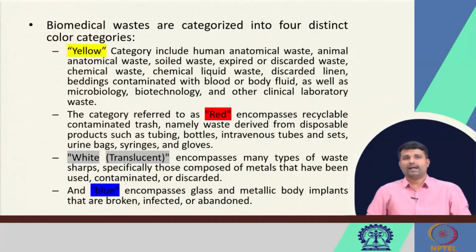Biomedical wastes are mainly categorized into four distinct color categories. The yellow category includes human anatomical waste, animal anatomical waste, solid waste, expired or discarded waste, chemical waste, etc. The red category covers recyclable contaminated trash, namely waste derived from disposable products such as tubing, bottles, intravenous tube sets, urine bags, syringes, gloves, etc. The white encompasses many types of sharps waste, specifically those composed of metals that have been used, contaminated or discarded. The blue covers glass and metallic body implants that are broken, infected or abandoned.